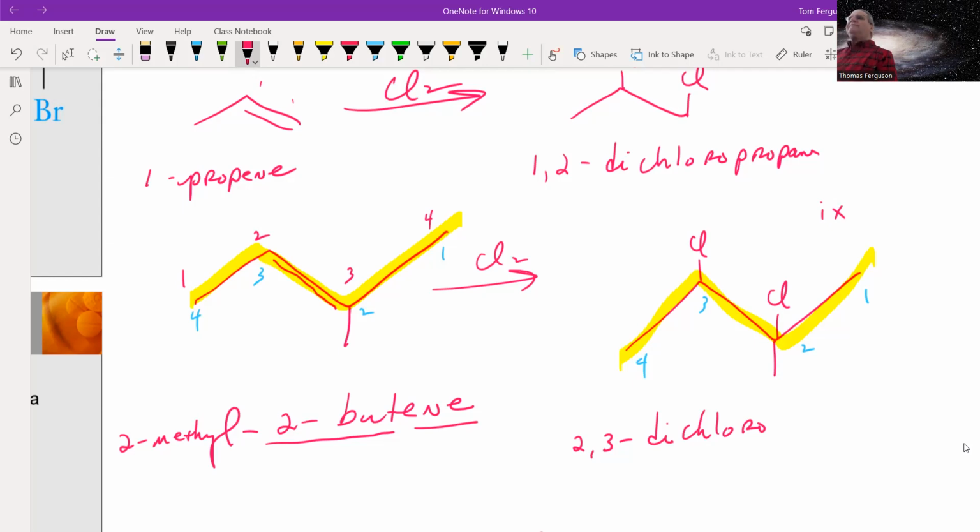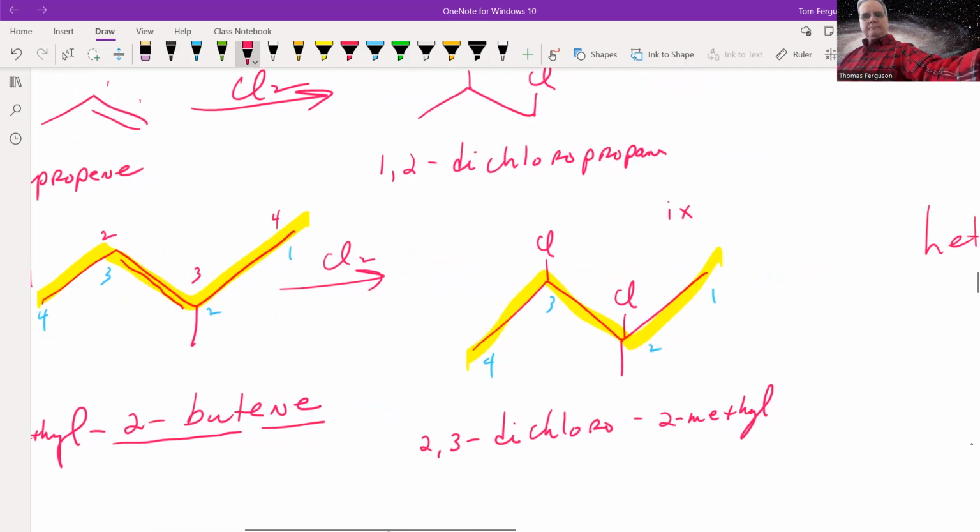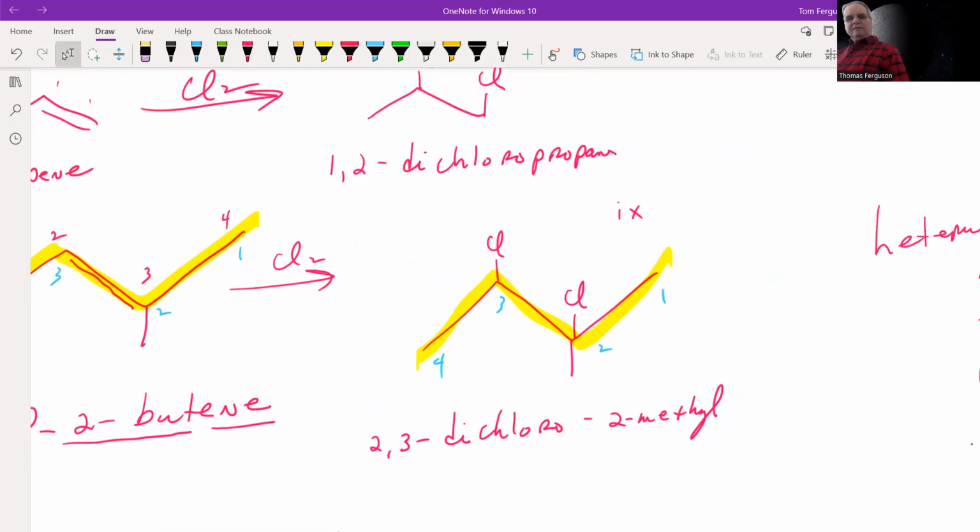Is the methyl going to come before the chloro or after the chloro? Remember, alphabetize. After, right. So it's going to be 2,3-dichloro-2-methylbutane.